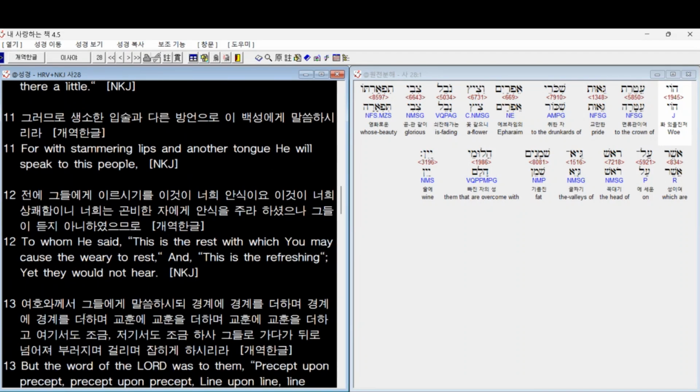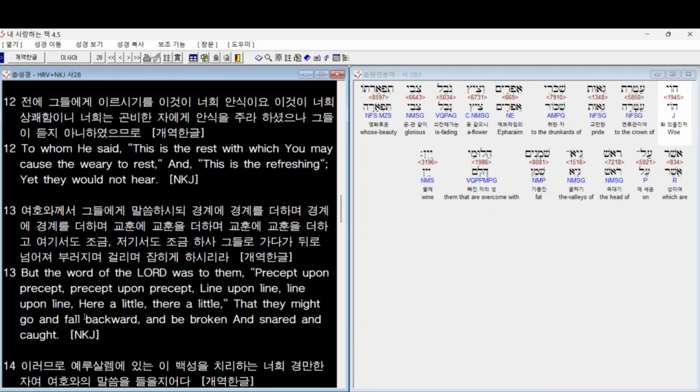To whom he said, this is the rest with which you may cause the weary to rest, and this is the refreshing, yet they would not hear. And the word of the Lord was to them precept upon precept, precept upon precept, line upon line, line upon line, here a little, there a little, that they might go and fall backward, be broken and snared and caught.